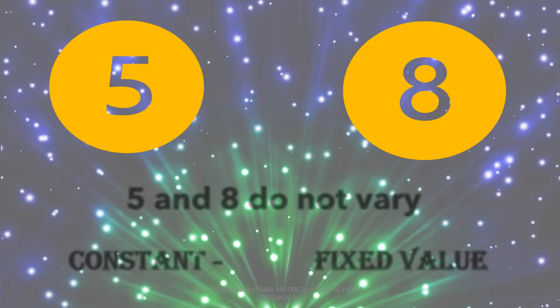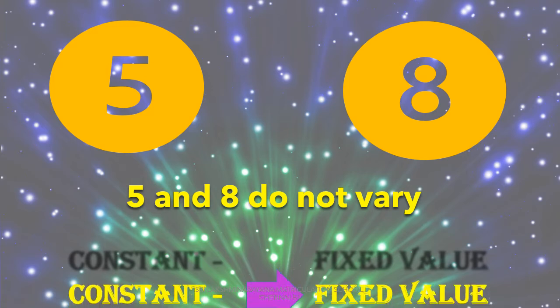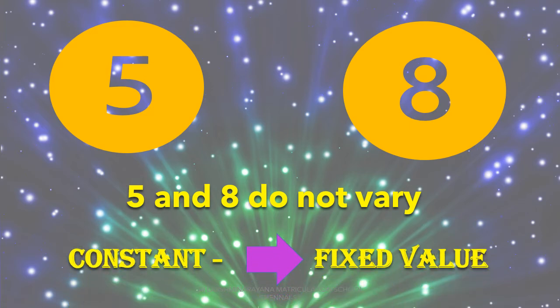Other than Y, we have 5 and 8. So, 5 and 8 are the numbers. If we have 5 chocolates, how many chocolates will be in your hand? Exactly 5 only. If you are 8 years old, then you are 8 years old. You cannot change the value. So, these numbers are known as constants. Hence, they have a fixed value. The value of the constant will not vary.